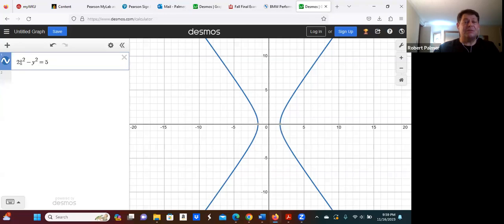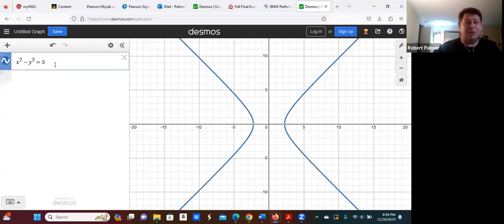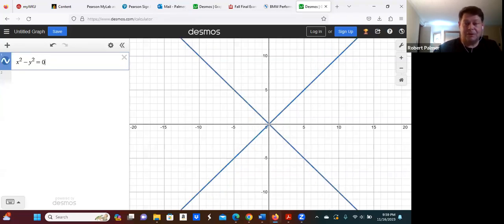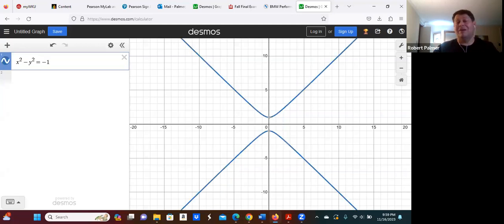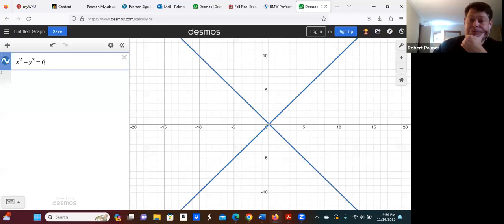Now, in a similar way, let's see what happens if we make it 0. It turns out it looks like two straight lines crossing each other, and if we make it negative, then we get a hyperbola again. So basically, the only time you don't get a hyperbola is if this is actually 0. Okay, so let's go back to our drawings.